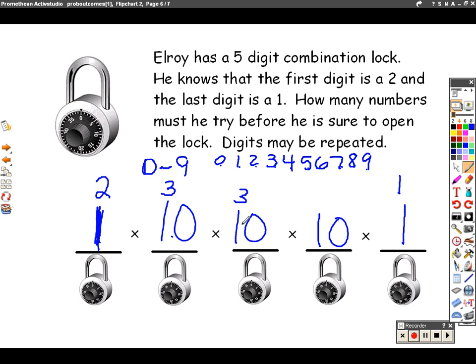10 times 10 is 100, because you remember when you multiply by multiples of 10, you just slap on that 0. It's that whole place value thing. 100 times 10 is 1,000, and anything times 1 keeps the same. So we have 1,000 different combinations. So I think he'd be standing at that locker for a while trying to bust that locker open.